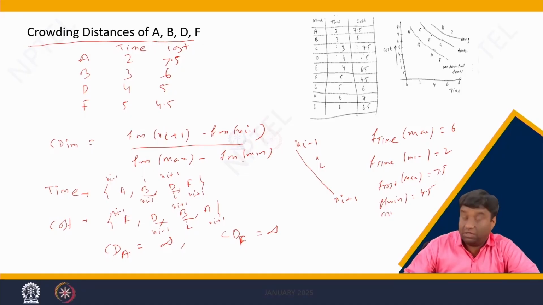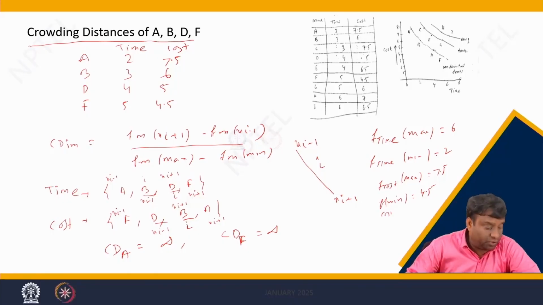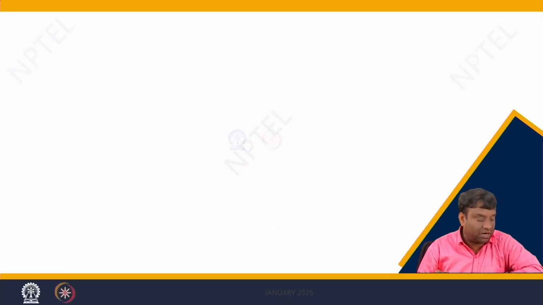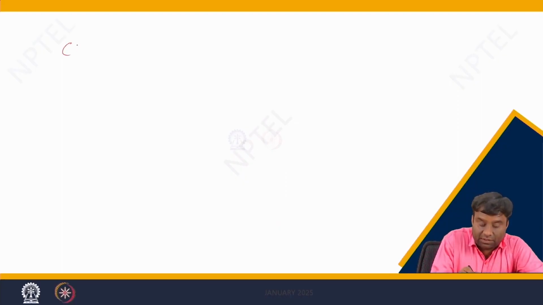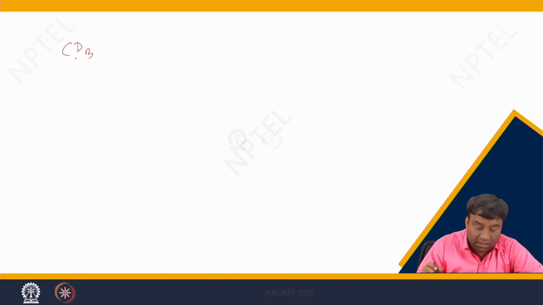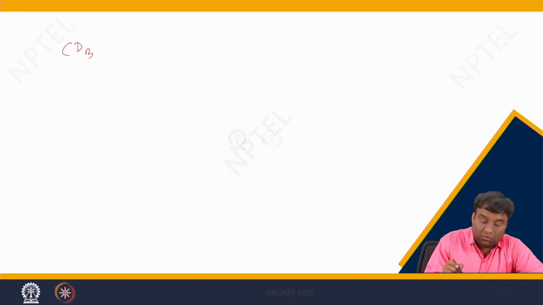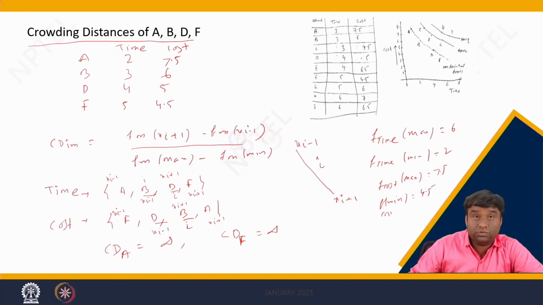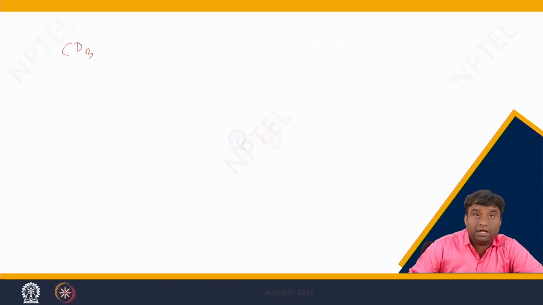So now we are going to find the crowd distance for the point B and for the point D. First, the crowd distance of B. So C D B. Here the formula is that we need to find B. So we need to find the value of x. We need to find the value for time first. So it is 4 minus 2 by 6 minus 2.